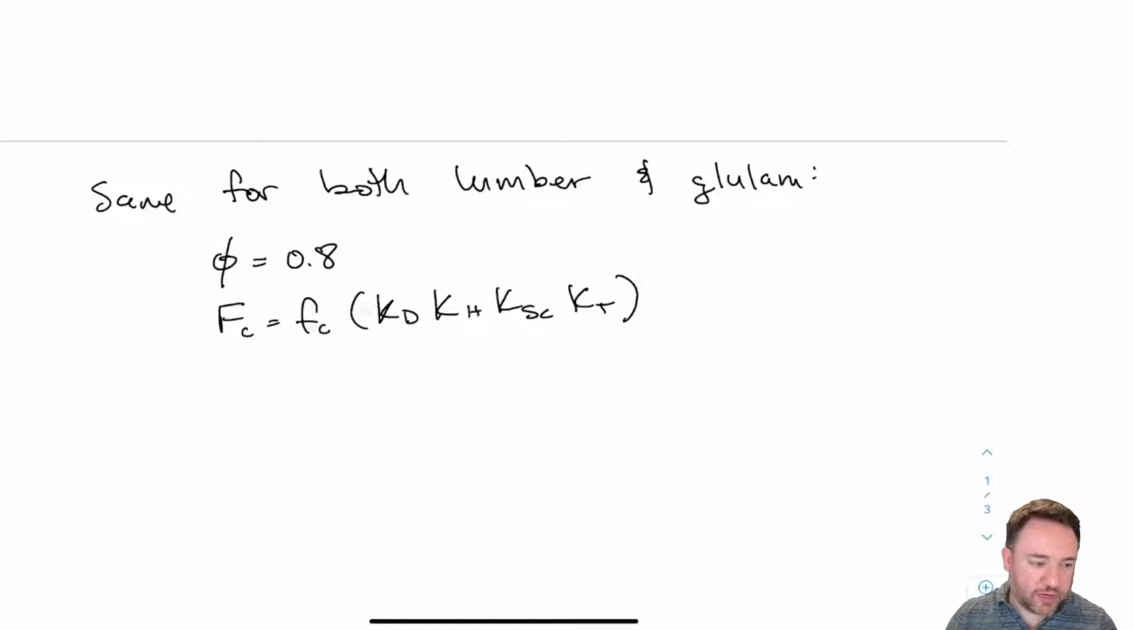In both lumber and glulam, the phi factor for compression is the same. It's 0.8, which is different than what we had for tension. And the large FC, which represents our material strength, is also the same, although we get it from different tables. Small FC for lumber comes from tables 6.3.1 A through D, like we saw before, and FC for glulam comes from table 7.3.